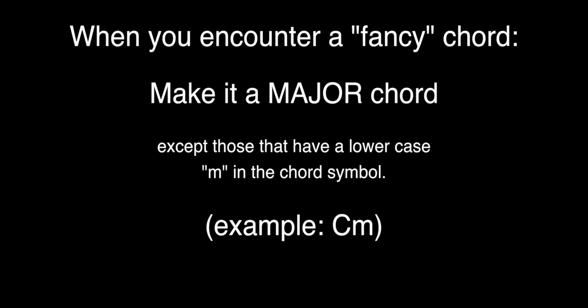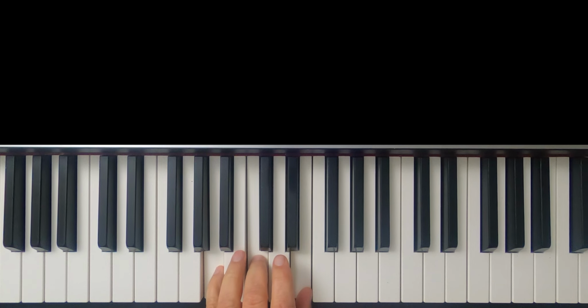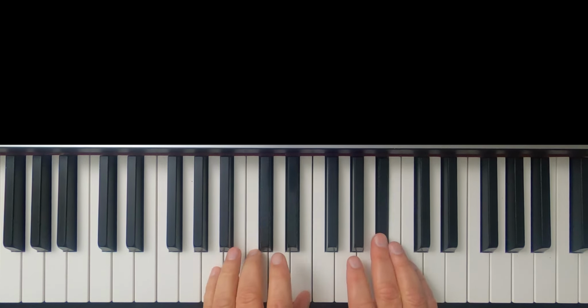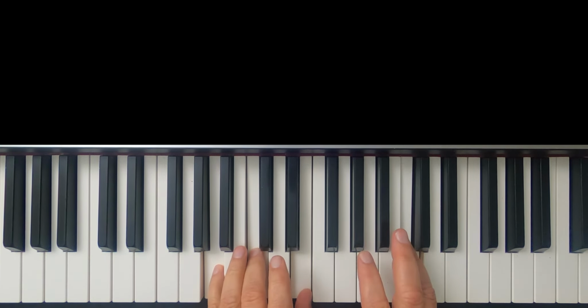When you encounter, and I'll put the words in quotes, a fancy chord, make it a major chord, except those that have the lowercase m in the chord symbol. So notice that first chord has a lowercase m in the chord symbol, so that would be A minor, just A minor. Don't worry about the 7. So A minor 7, you can just play this.